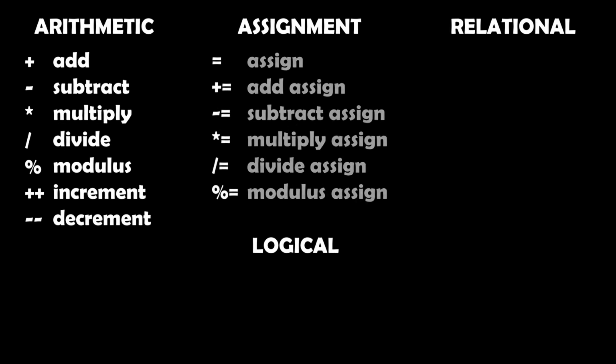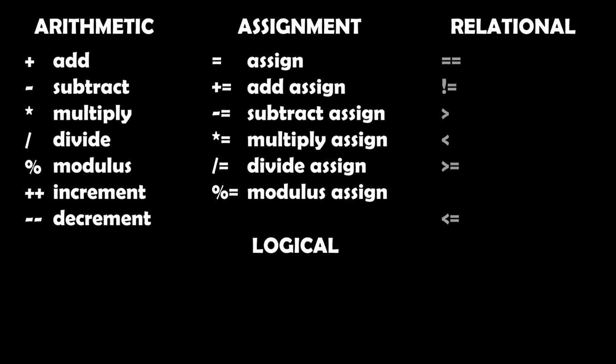Assignment operators take a value from their right side and assign it to the variable on their left side. The main assignment operator conceptually is the equal sign. The other assignment operators combine the equal sign with arithmetic operators. It's important to note that the equal sign in programming is not the same as the equal sign in math. I'll show you that in a bit.